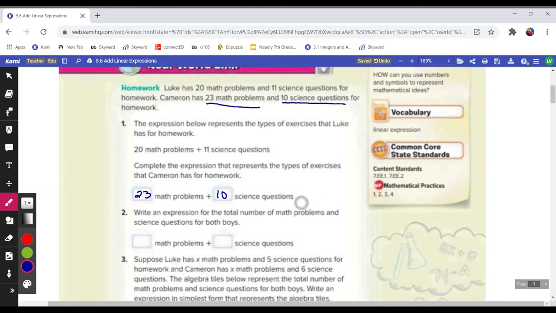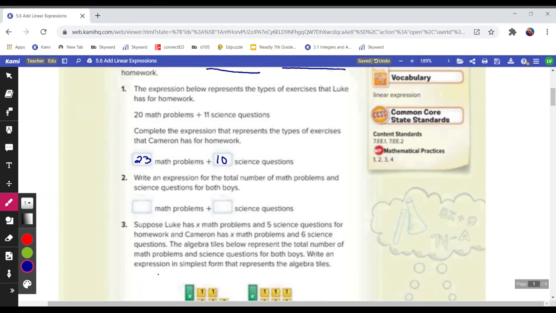Number 2, write an expression for the total number of math problems and science questions for both boys. Well, for math problems, we're going to be taking 20 from Luke and 23 from Cameron, which gives us a total of 43. For science questions, we have 11 from Luke plus 10 from Cameron, so that gives us a total of 21 science questions.